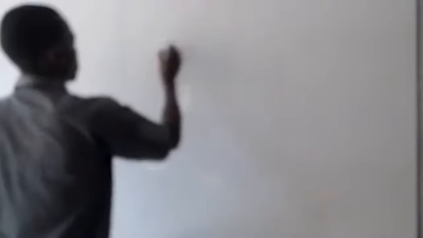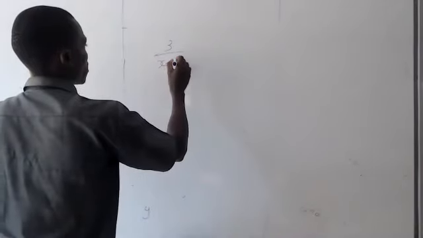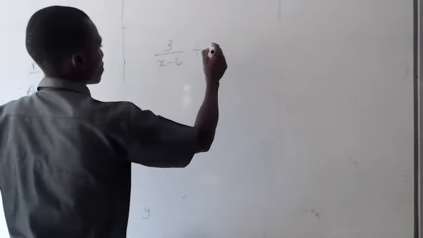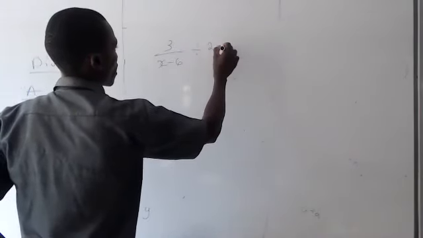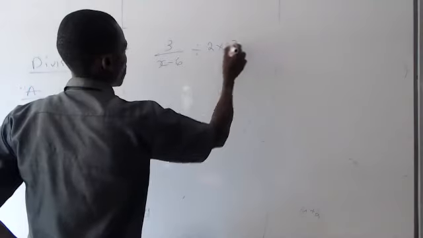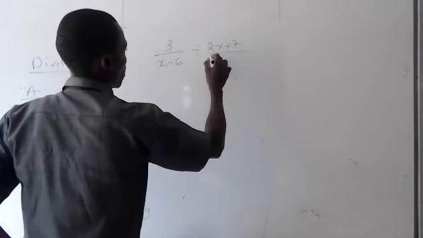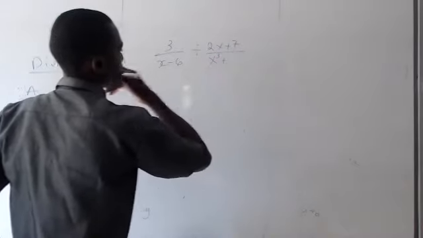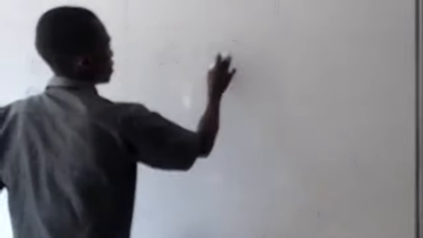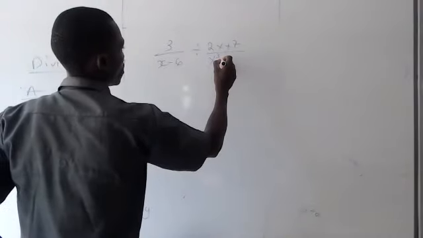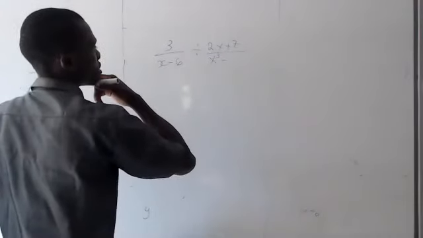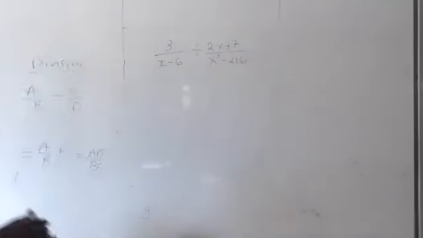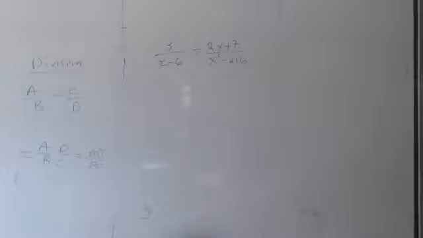So let's say you have 3 divided by x minus 6, divide this by, I don't know, maybe 2x plus 7 divided by x cubed minus 216.